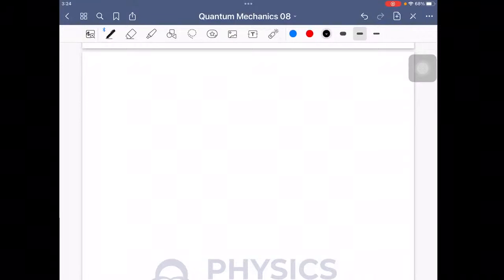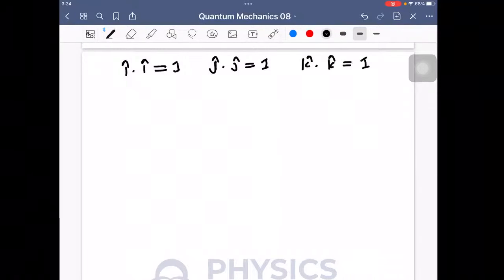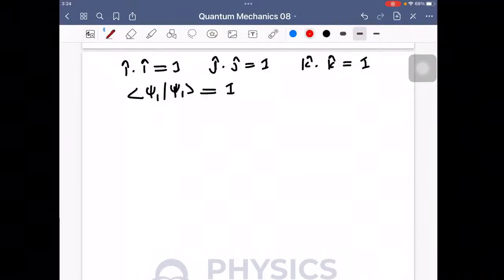normalized. Just like i is a normalized vector, j is a normalized vector, k is a normalized vector, psi 1, psi 2, psi 3, these are the basis of Hilbert space. So they also must be normalized vectors. You can say normalized functions. Let us check. Normalized vector means i cap dot i cap is equal to 1, j cap dot j cap equal to 1, k cap dot k cap equal to 1. Similarly, the inner product or dot product of psi 1 with psi 1 must be equal to 1, and that's also true for psi 2, it must be equal to 1.